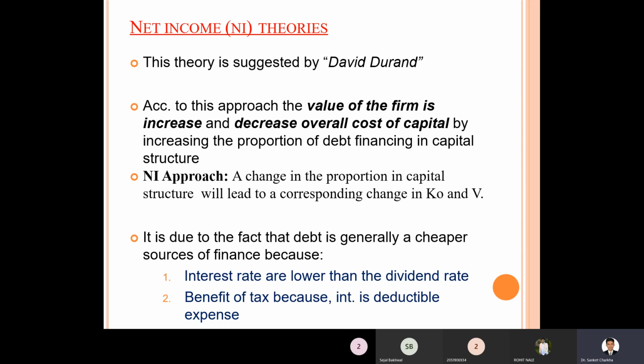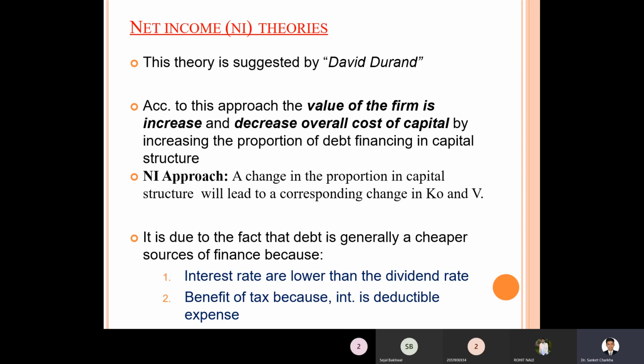The net income approach also states that a change in the proportion of capital structure will lead to a corresponding change in capital valuation and the total value of the firm. So the cost of debt and the overall valuation of the firm change with the change in capital structure. Whatever the market situation, if your proportion of debt and equity changes, the net income approach states that the cost of debt and the valuation of the firm change accordingly. It is due to the fact that debt is generally a cheaper source of finance.